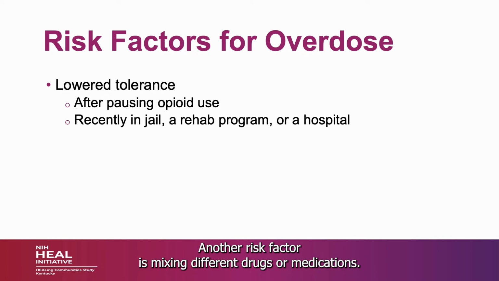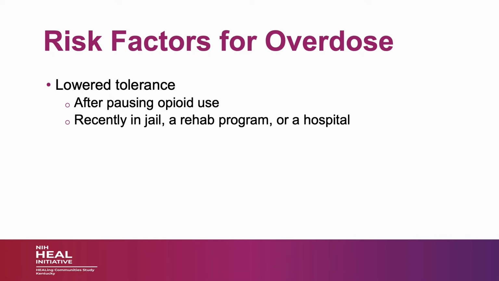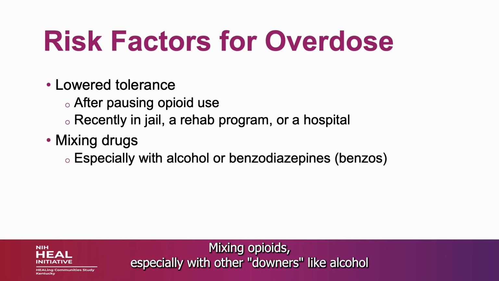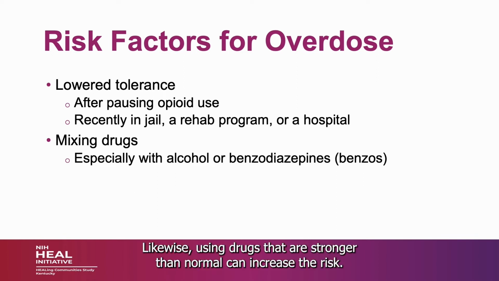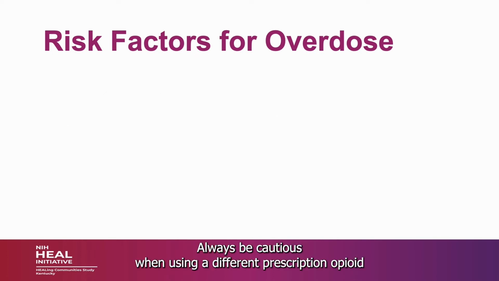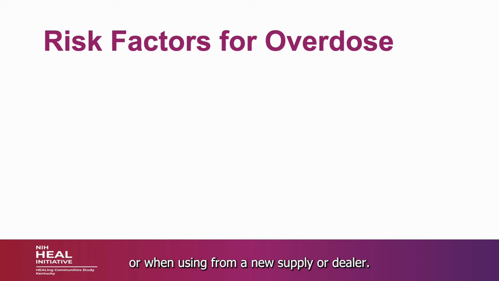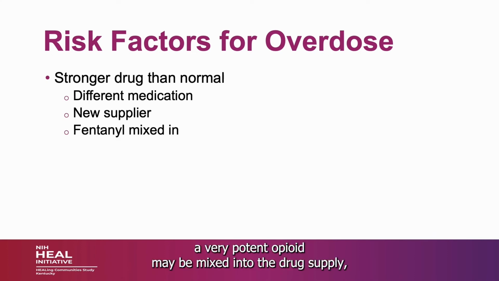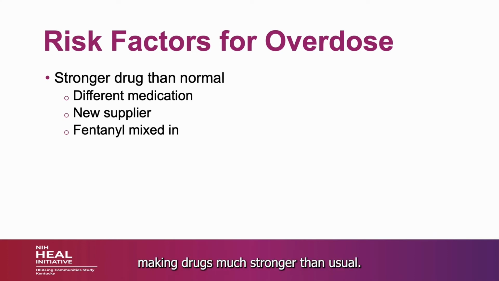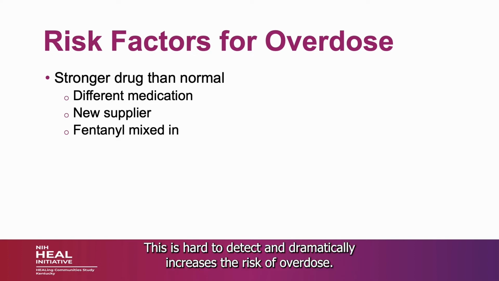Another risk factor is mixing different drugs or medications. Mixing opioids, especially with other downers like alcohol or benzodiazepines or benzos, can make naloxone less effective and increase the likelihood of an overdose. Likewise, using drugs that are stronger than normal can increase the risk. Always be cautious when using a different prescription opioid or when using from a new supply or dealer. Fentanyl, a very potent opioid, may be mixed into the drug supply, making drugs much stronger than usual. This is hard to detect and dramatically increases the risk of overdose.